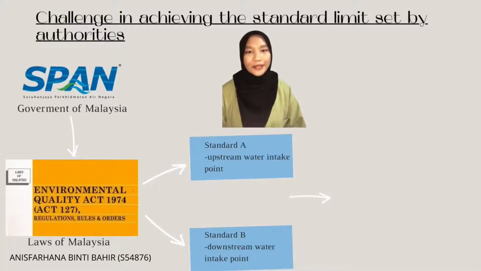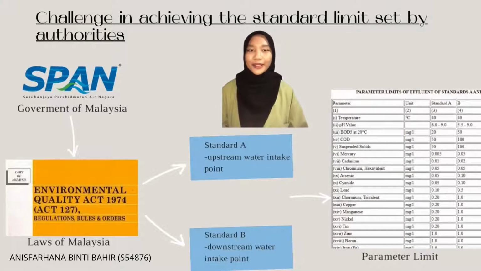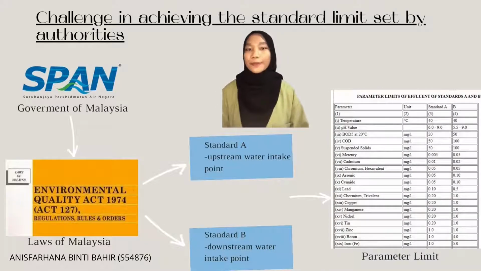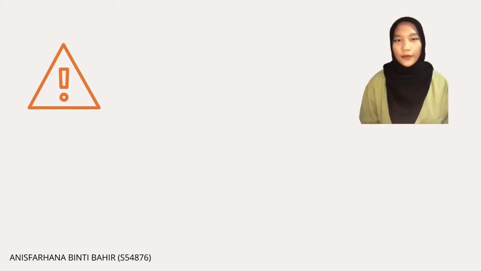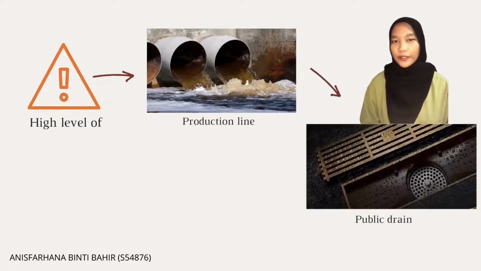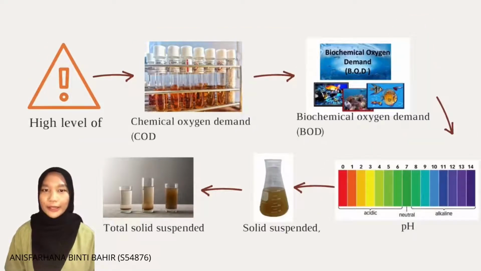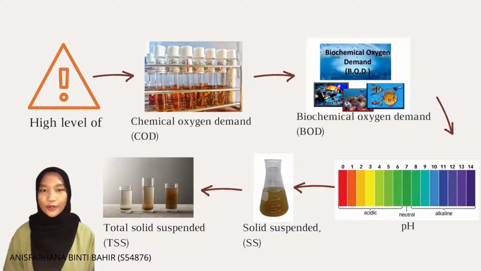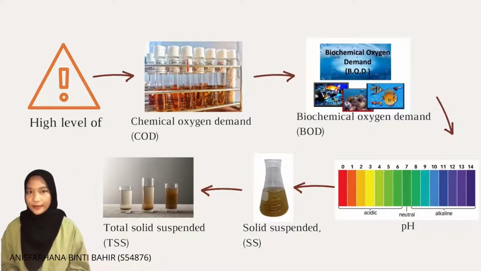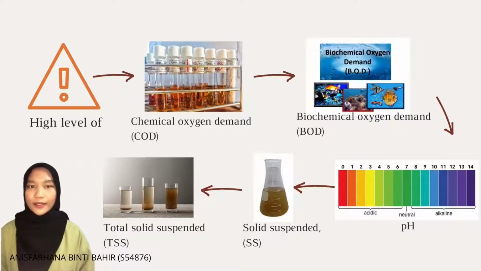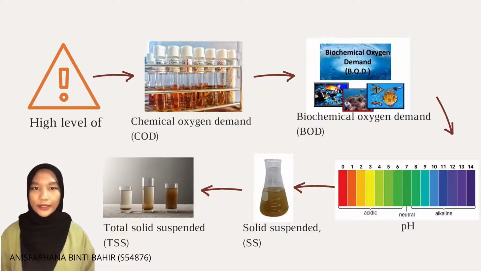There are parameter limits set by the SPAN. The main parameters are COD, BOD, pH, suspended solids, and total suspended solids. However, there are challenges in achieving the standard limit. When natural rubber wastewater is discharged from the production line to the public drain or river, it usually contains high levels of COD, BOD, pH, suspended solids, and total suspended solids, which will exceed the discharge standard limit under the Environmental Quality Regulation Act 1974.